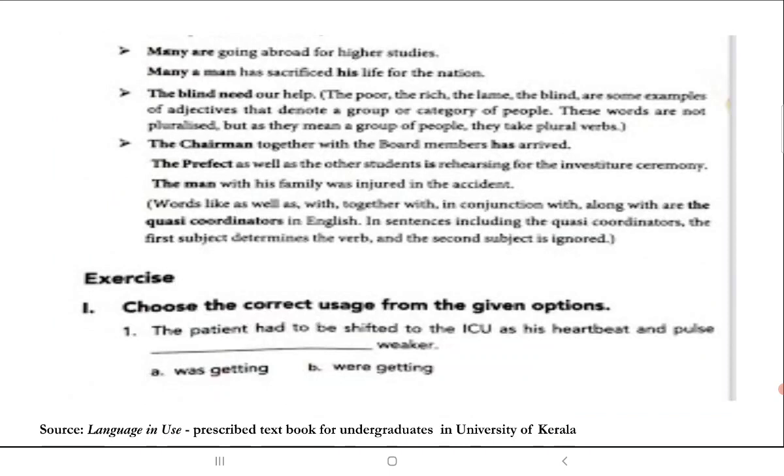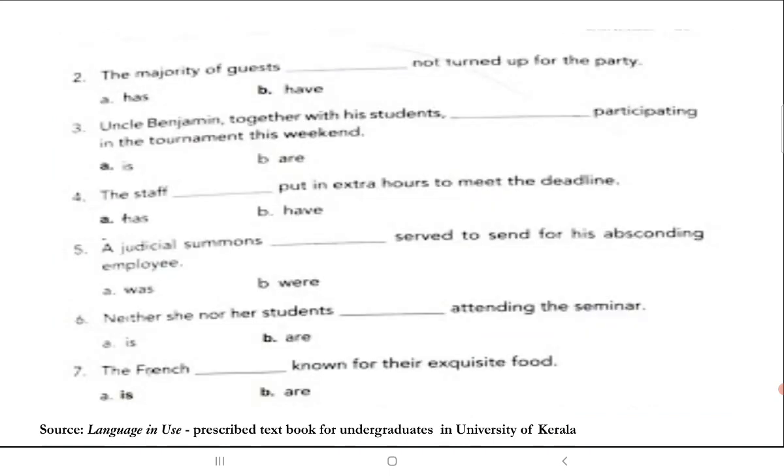Now let us look into some examples and let us find the answers. Choose the correct usage from the given options. The patient had to be shifted to the ICU as his heartbeat and pulse dash weaker. Pulse were getting weaker. Second question, the majority of guests dash not turned up for the party. Have not, because you need to take up the form. Guests have not turned up for the party.